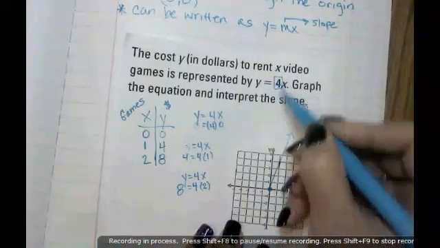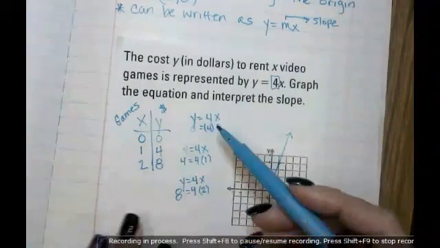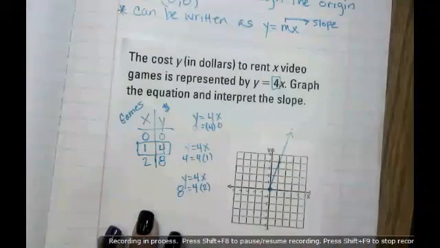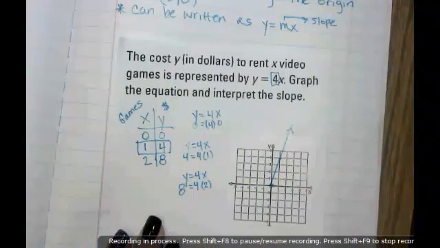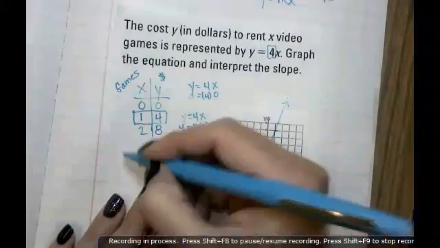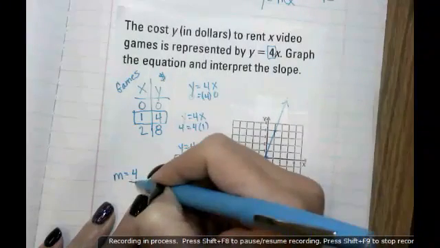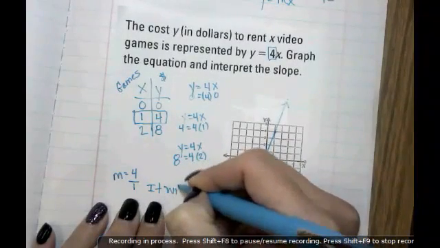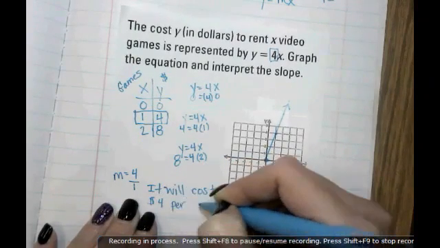The slope is 4. I can see from the graph as well as my table that I'm paying $4 per video game. It's my unit rate. It's how much I'm paying for one. That is interpreting the slope, putting it into words. The slope is 4. Remember, whole numbers are always over 1, 4 over 1, which means it will cost $4 per game.